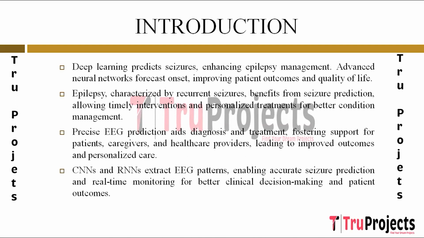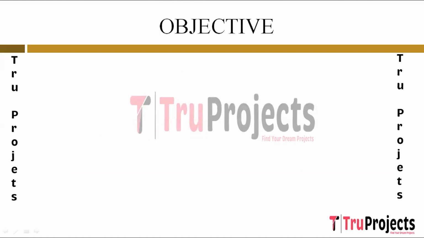And deep learning models, notably CNNs and RNNs, play a pivotal role in extracting intricate EEG patterns, enabling accurate prediction of seizure activity and brain states. These models facilitate real-time monitoring, localization of abnormalities, and informed clinical decision making for better patient outcomes.